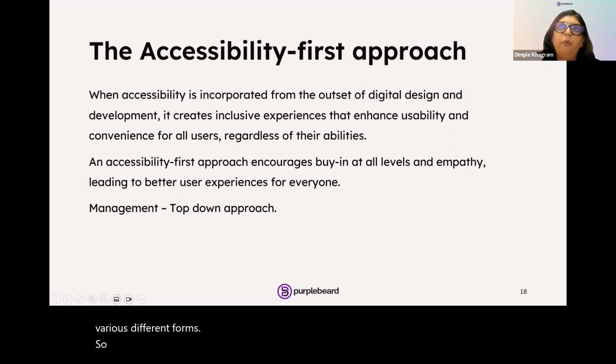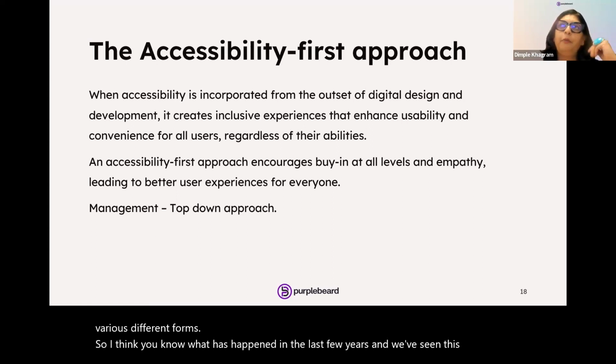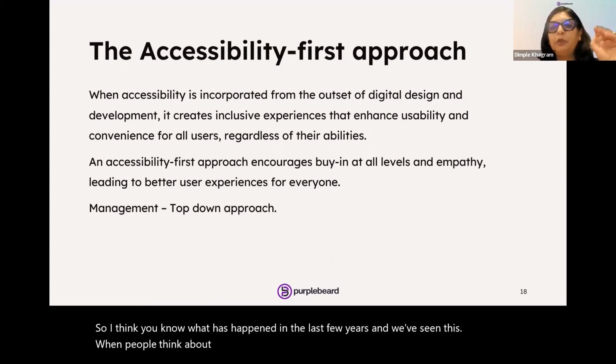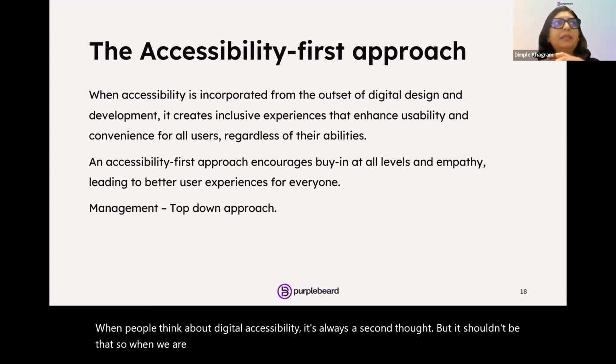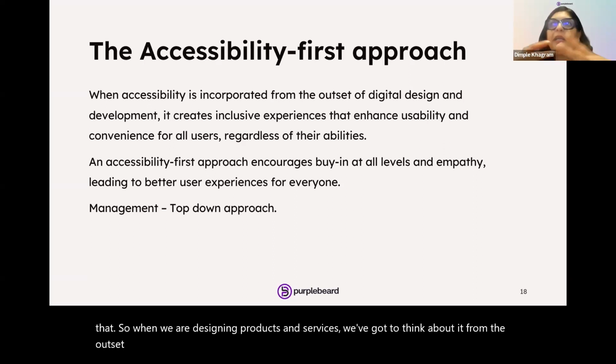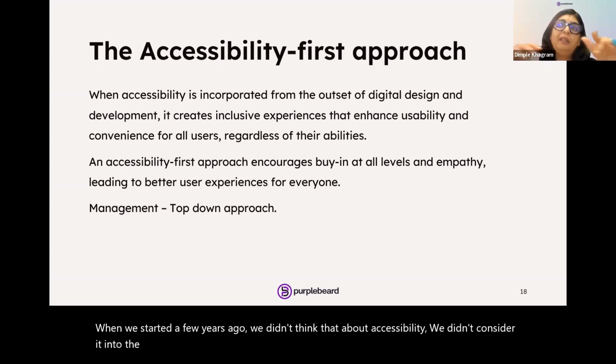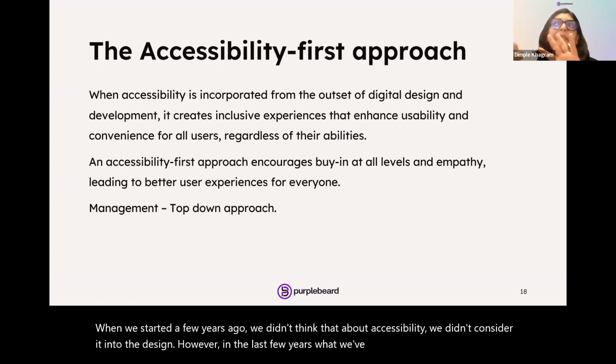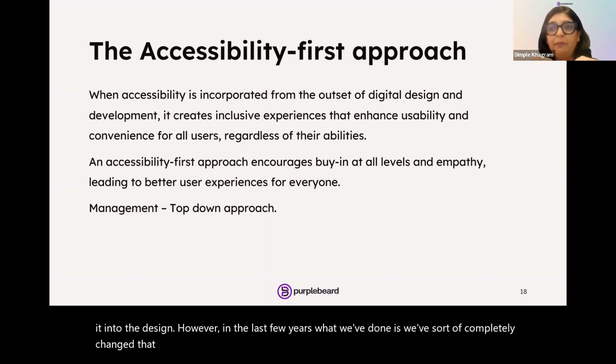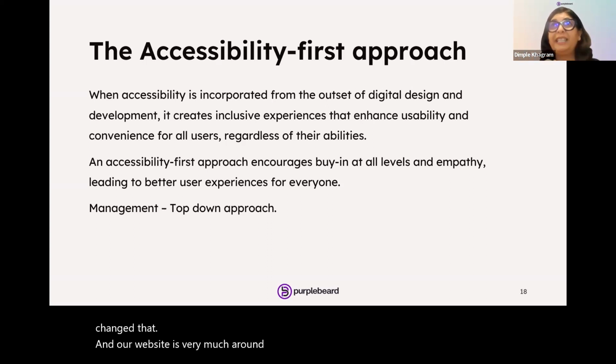So I think, what has happened in the last few years, and we've seen this, is that when people think about digital accessibility, it's always a second thought, but it shouldn't be that. When we are designing products and services, we've got to think about it from the outset. I can cite an example for our own organization. When we started a few years ago, we didn't think that well about accessibility. We didn't consider it in the design. However, in the last few years, we've completely changed that. And our website is very much around aligning and making sure that it's accessible.